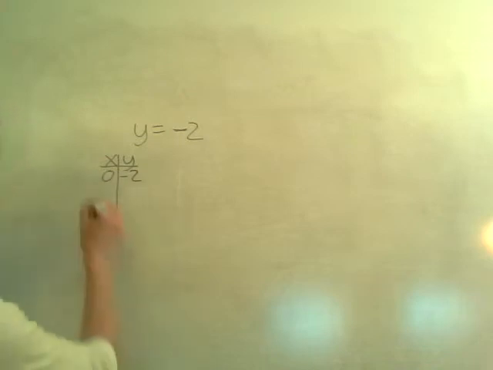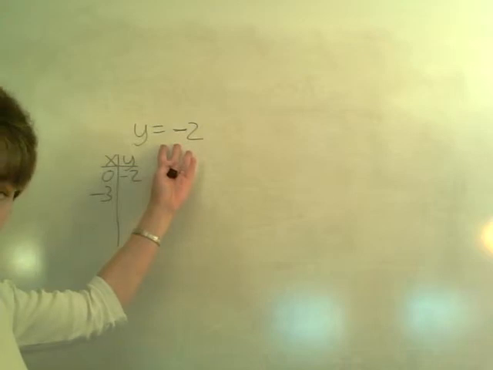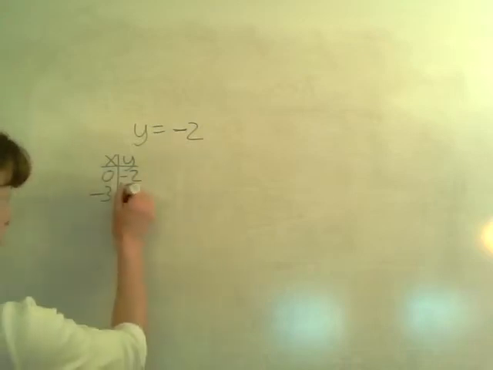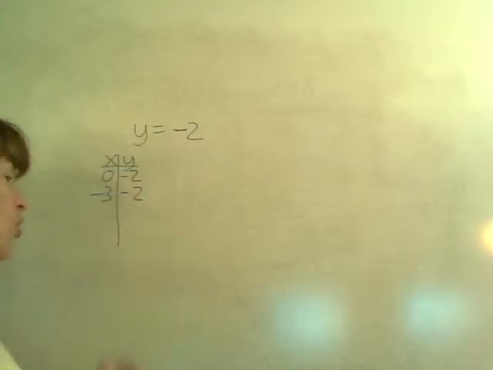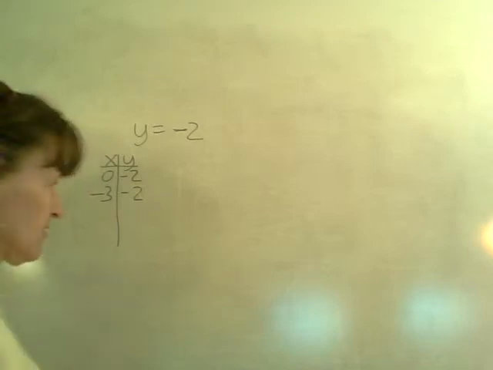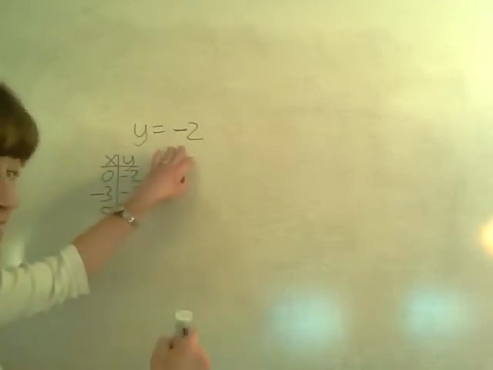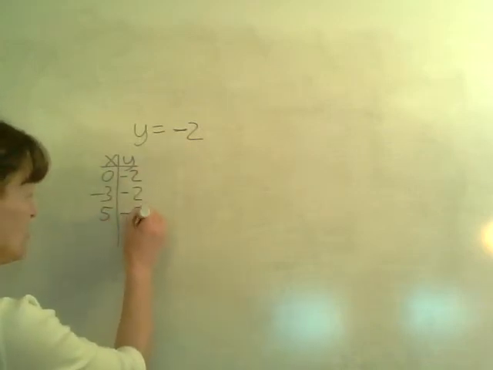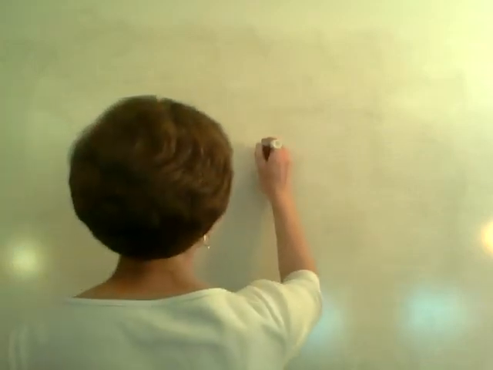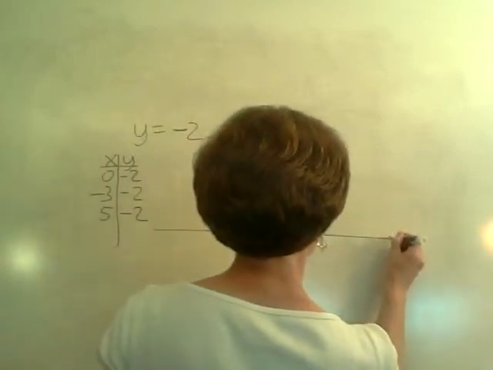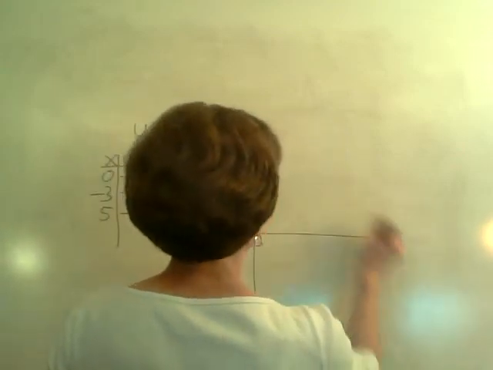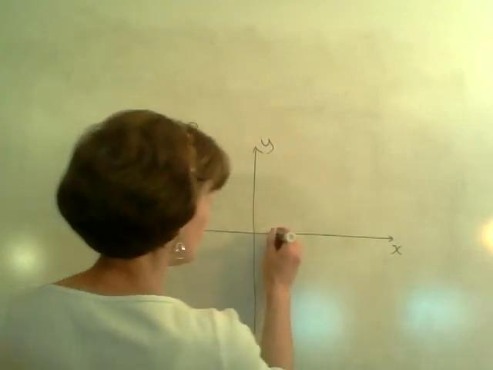What if I pick negative 3 for x? Well, my equation says that y equals negative 2. What if I pick 5 for x? Well, here again, y equals negative 2, so y must be negative 2. When I graph these points, all right, I'm labeling my xy axis. Always label your axis.